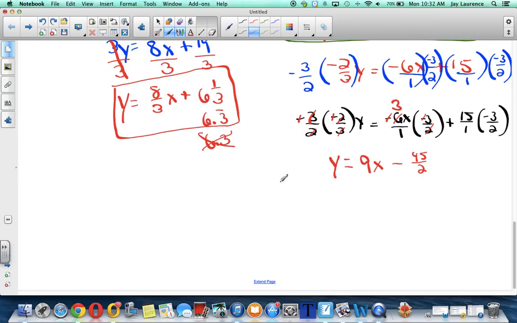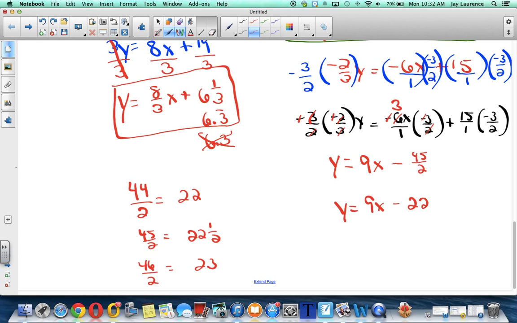I think I'm going to turn it into a mixed number, though. It's not the one with the variable. I know that 44 divided by 2 is 22, and 46 divided by 2 would be 23. So then 45 divided by 2 would have to be 22.5. So y could equal 9x minus 22.5. All right, that's the answer I want to go with. Of course, this is okay.